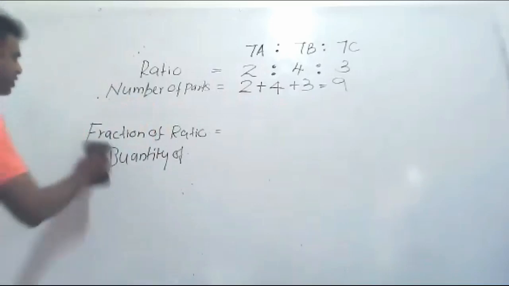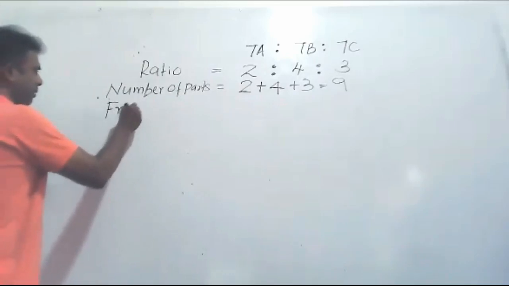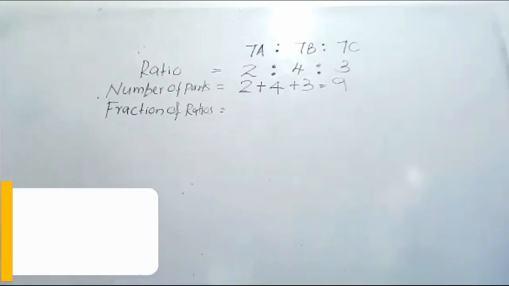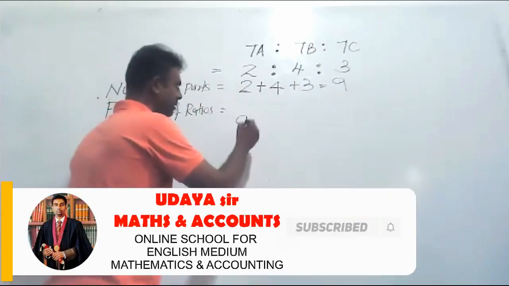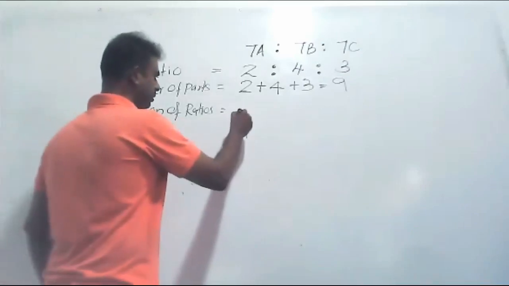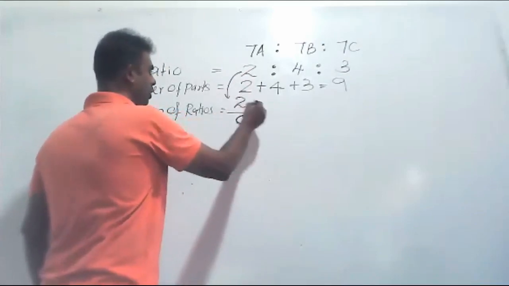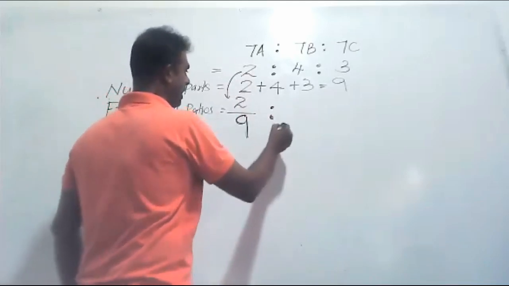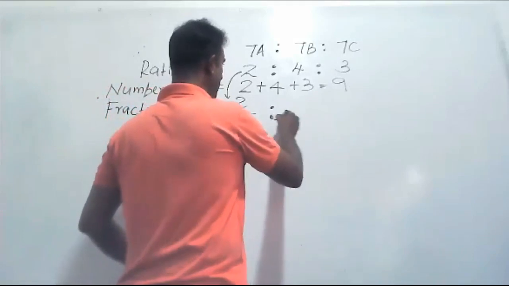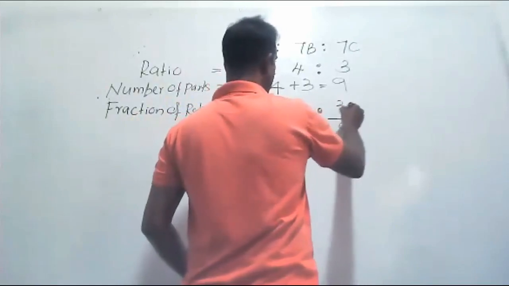2 + 4 + 3 = 9. Now the fractions of the ratios. The denominator is 9 and the numerator is 2, so 2 upon 9. Again the denominator is 9 and the numerator is 4. The denominator is 9 and the numerator is 3.